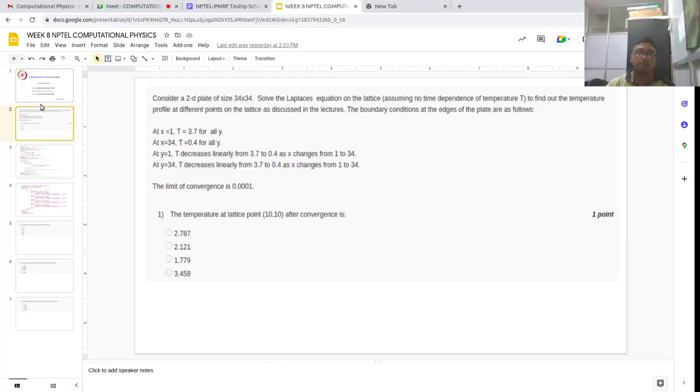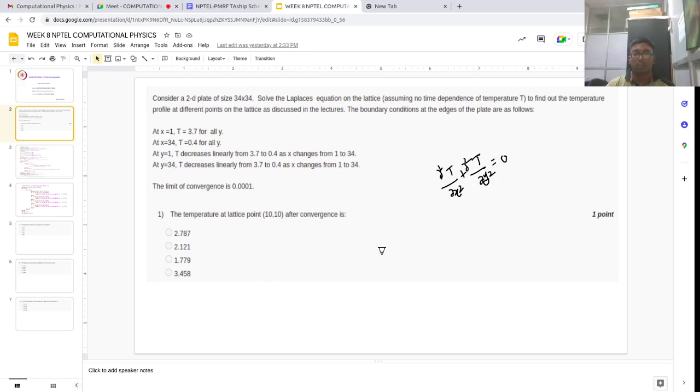Yeah. So what we have is, let's say, ∂²T/∂x² plus ∂²T/∂y² equals 0. So this is my Laplace equation.